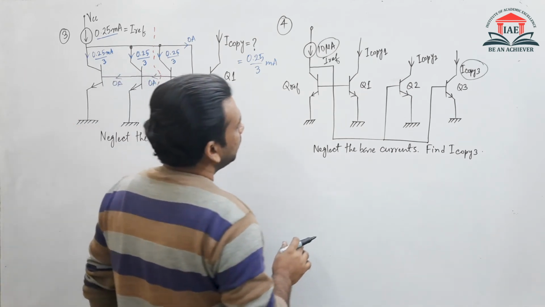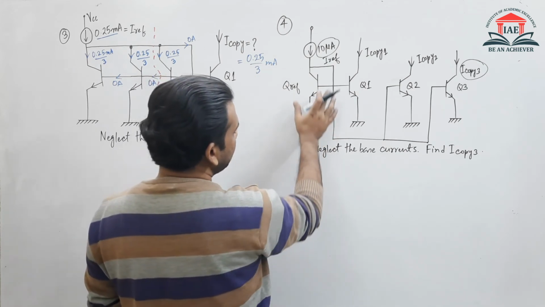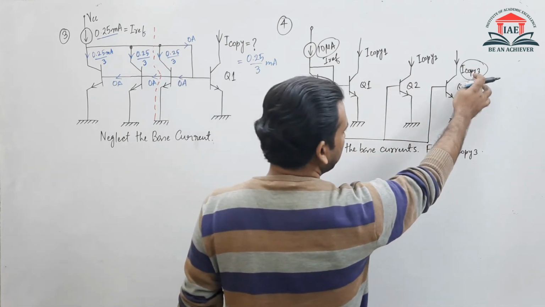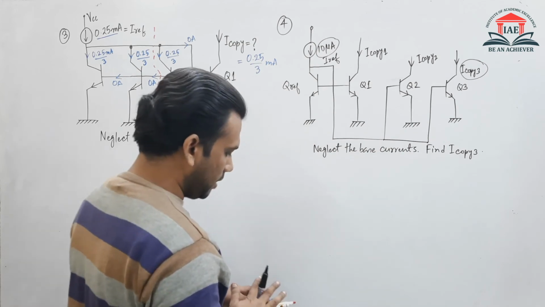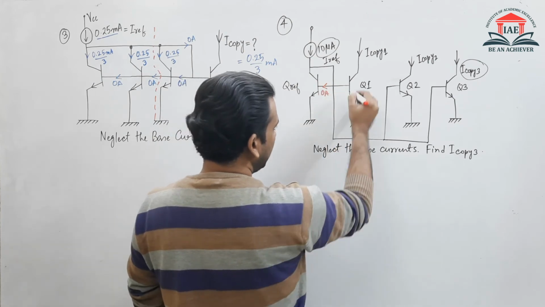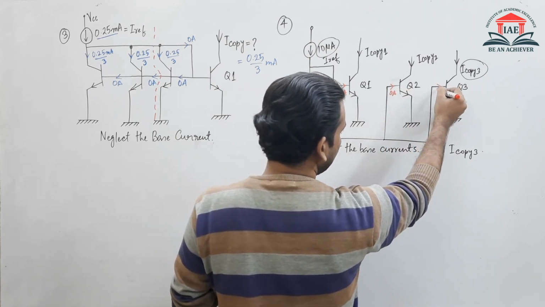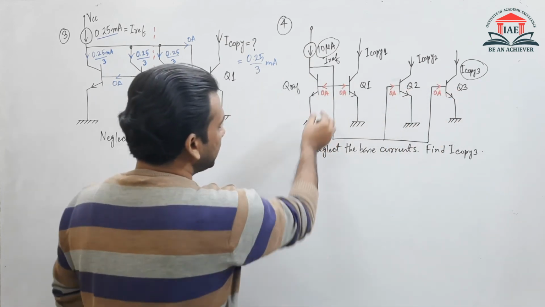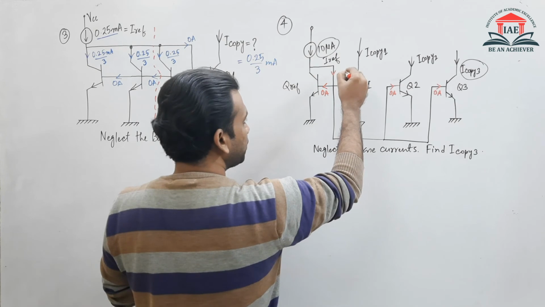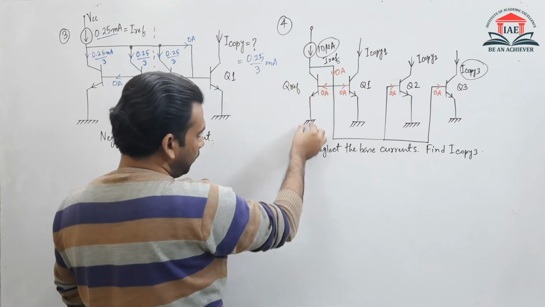Similarly, if you now look at this question number 4, in this question number 4 you can see there is a Q reference, Q1, Q2, Q3. We have to find the value of I copy 3 neglecting the base currents. So you have to neglect the base currents, meaning this is 0 ampere, this is also 0 ampere, similarly this is 0 ampere, similarly this is 0 ampere. So if this is 0 ampere then this is my reference current. So the current in this branch will be 0 ampere. So all this 10 microampere current will flow through this transistor.